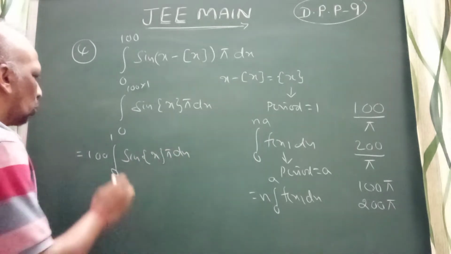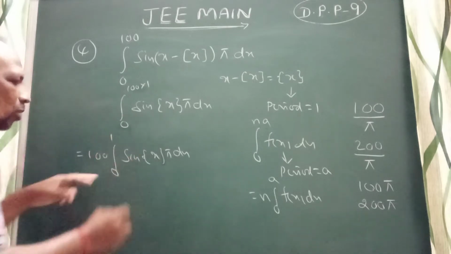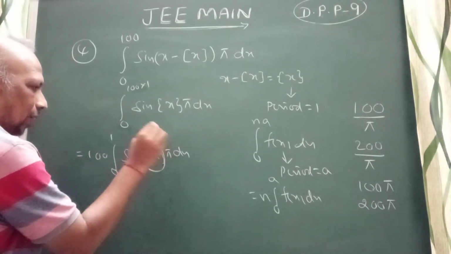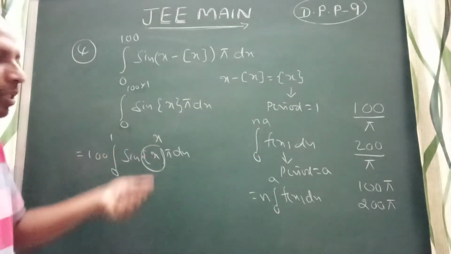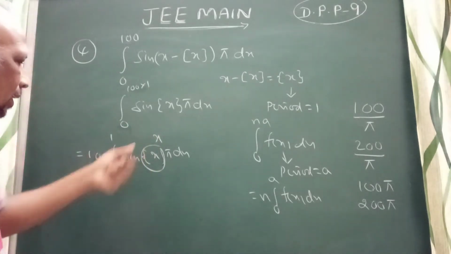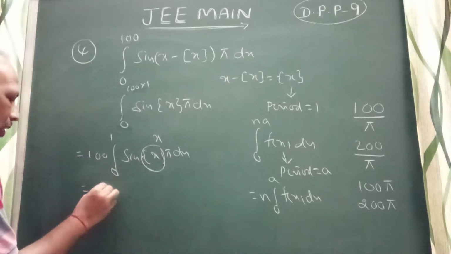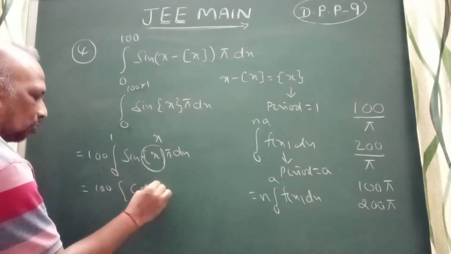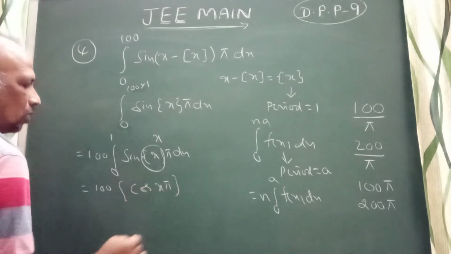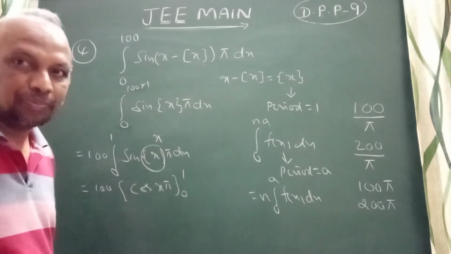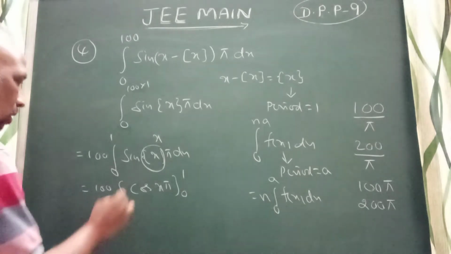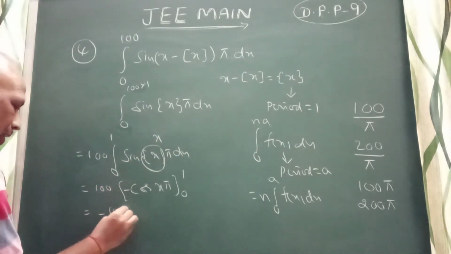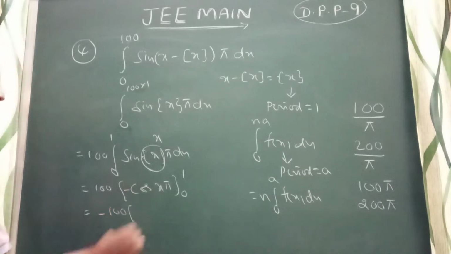Between 0 to 1, the fractional part of x will be x only, right? Since it is 0 to 1, it is x only, so we have sine x pi. The integral of sine x pi is minus cos x pi by pi. Apply the limits 0 to 1: minus 100 cos x pi by pi.